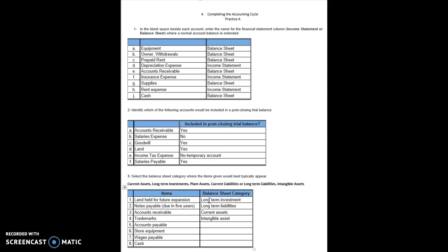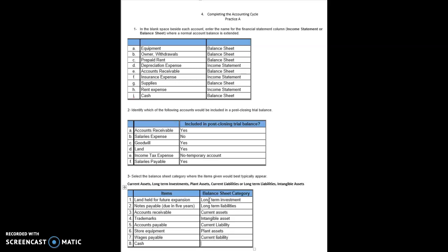Then we have accounts payable, and it is a liability. Typically, our lenders are going to want us to pay within 1 year, so it's going to be a current liability. Store equipment. That is going to be like the equipment we use, like a cash register or something like that. So that's a longer time period. So that's going to go under our plant assets. We have wages payable. I can't imagine that anyone we're paying wages to wants to wait more than a year. So that one's going to be under our current liability also.